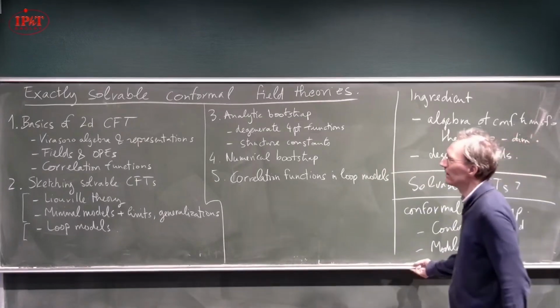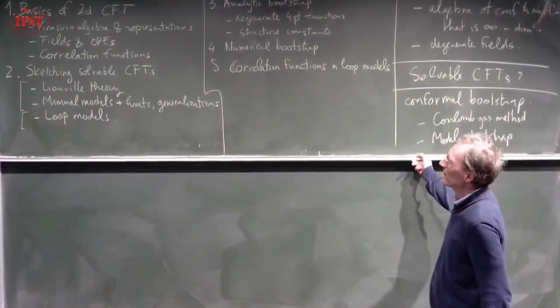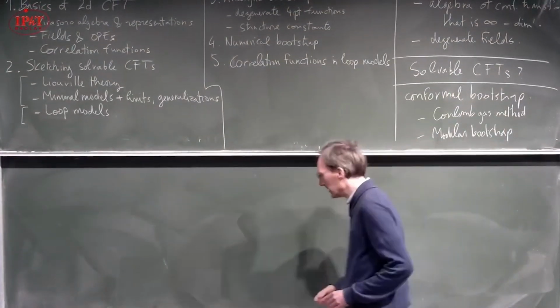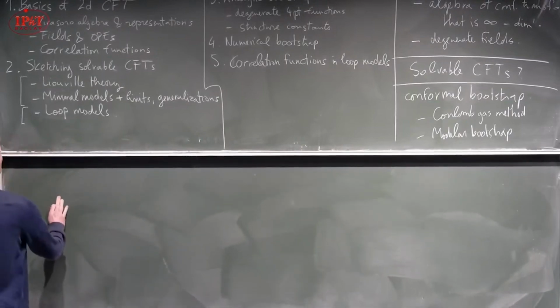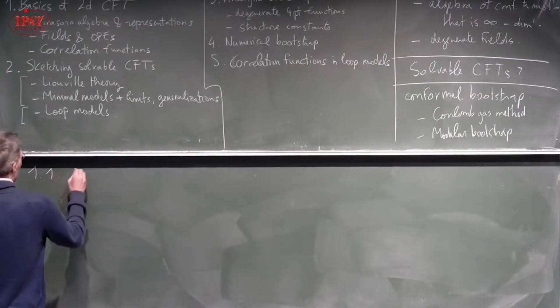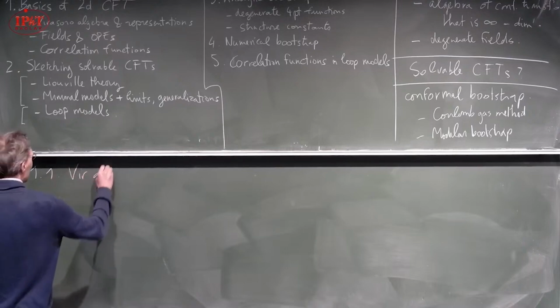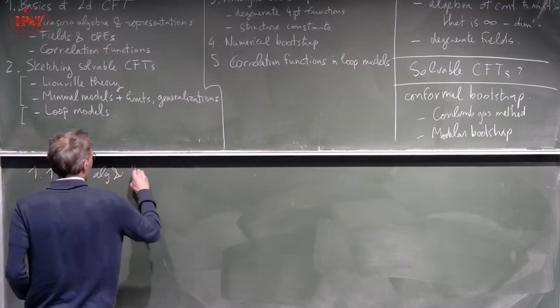So let's start with conformal symmetry on the two-dimensional sphere. So that's 1.1, the Virasoro algebra and its representations.